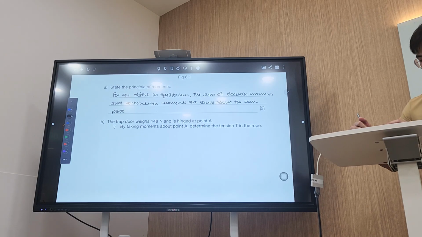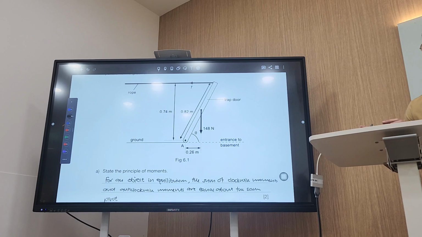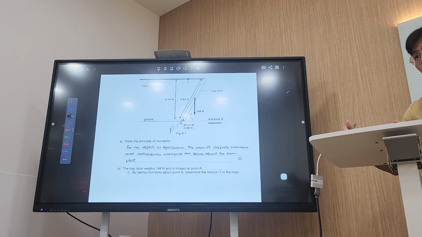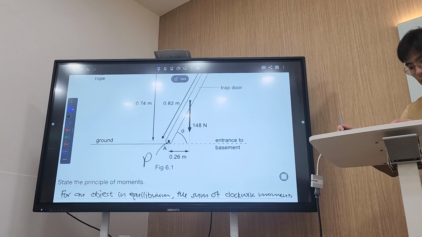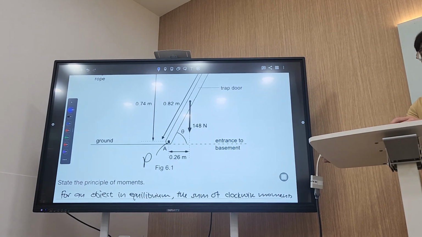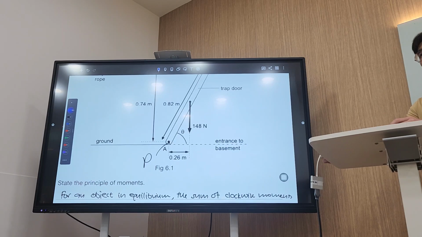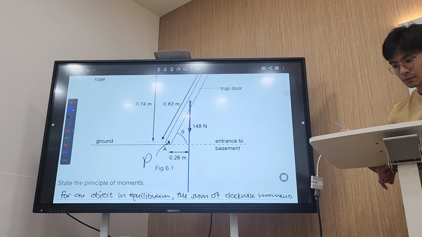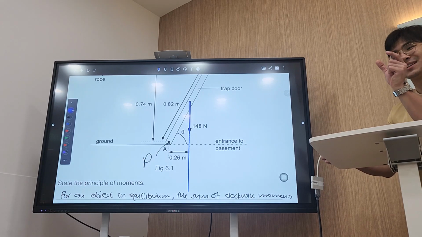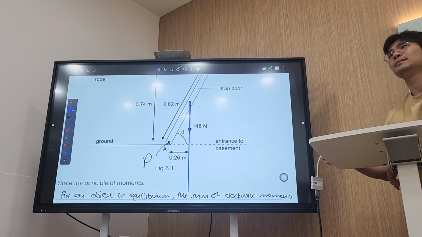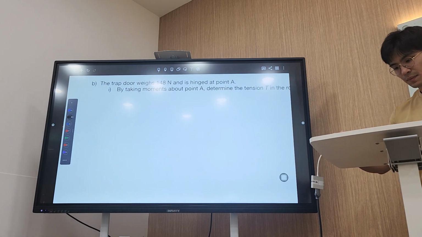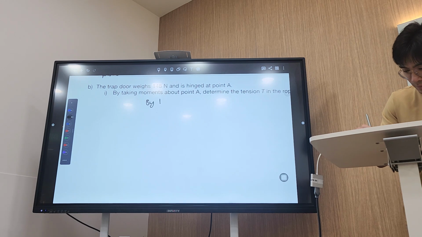Okay, by taking moments about point A determine tension. Cheryl, how to do this? If this is your pivot, I'm taking moments about it, right? Your 148 newtons, what's your perpendicular distance for 148 newtons? You draw a line going down, and you tell me which distance forms a 90-degree angle with that force. 0.26 exactly.